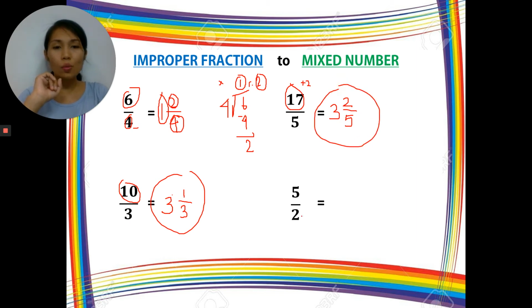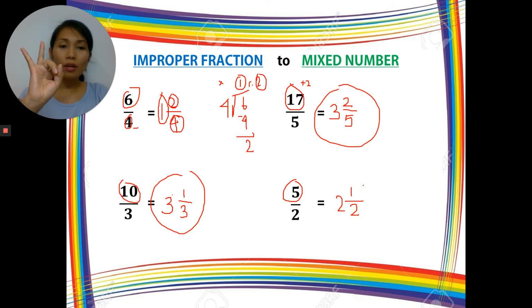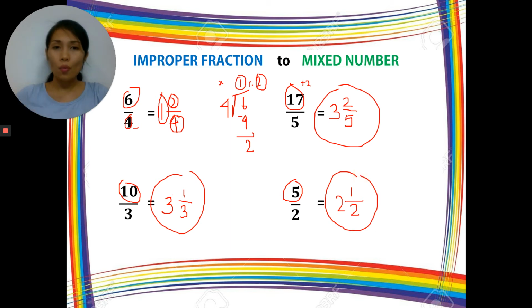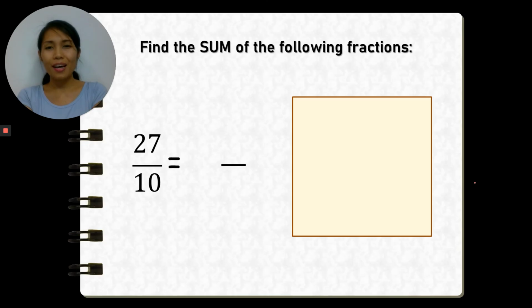Okay, let's try the last one. How many 2s are there in 5? 2, 4, 6. Oops, it's too much. So just 2. There's just 2 2s in 5. So 2 2s is equal to 4. And we have here 5. So 4 plus 1 equals 5. So numerator is 1, denominator is 2. So it's 2 and 1 half. So that's how to convert an improper fraction to a mixed number, right?